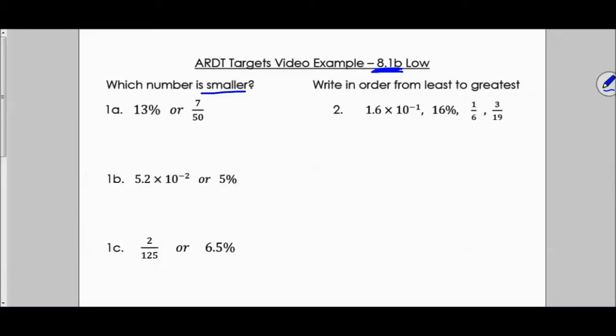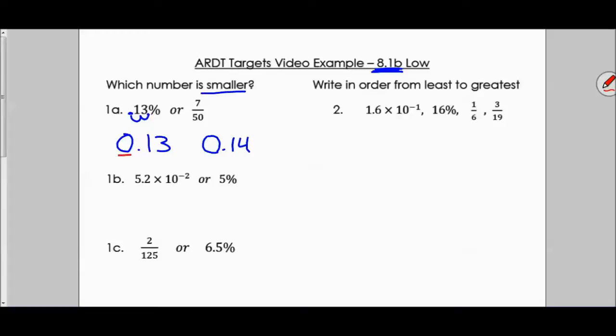Some people change them all to percents. Some people are more comfortable with working with percents. That's fine if you want to. I'm going to change everything into a decimal because it's the easiest to get to. 13%, we're going to move the decimal place 2 places, or you can think of this as dividing by 100. Either way, that's 0.13. Fractions are very easy to change to decimals. The calculator will do everything for you. 7 divided by 50 is 0.14.